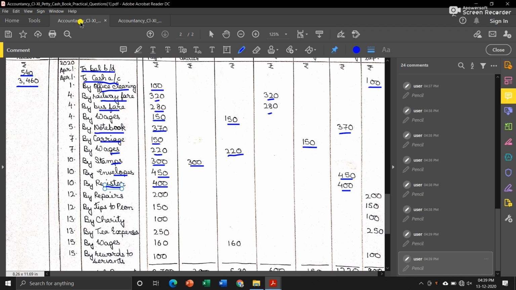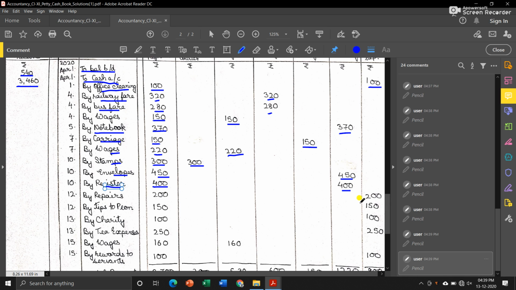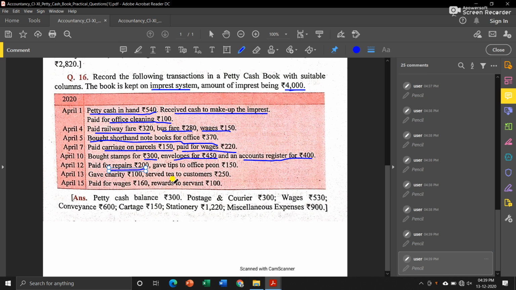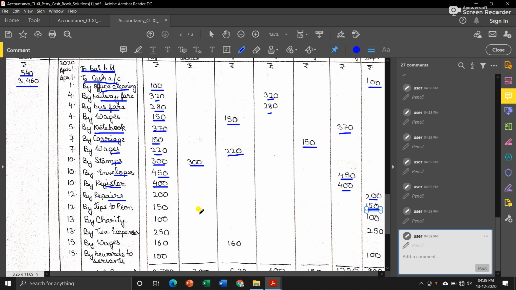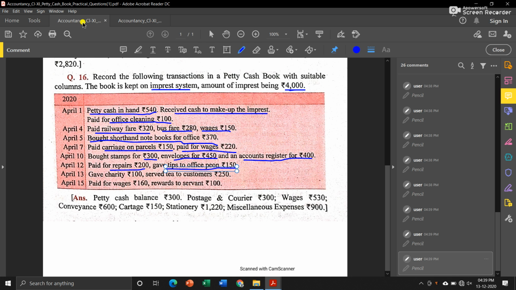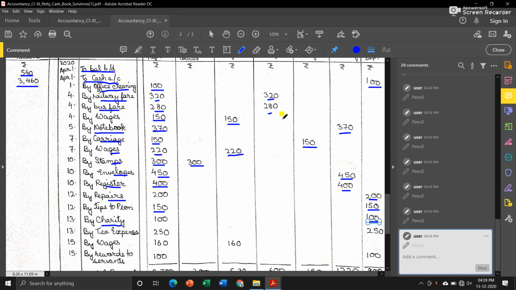Then next we have paid for repairs. That means we have to note it down in the miscellaneous expenses column. Then next we have given tips to the office peon 150. So that also we will note down in miscellaneous expenses. And don't forget, first you have to write in total payments, and then you have to assign those expenses to the particular column. Then next we have given charity of 100. So we will write by charity in miscellaneous expenses 100.